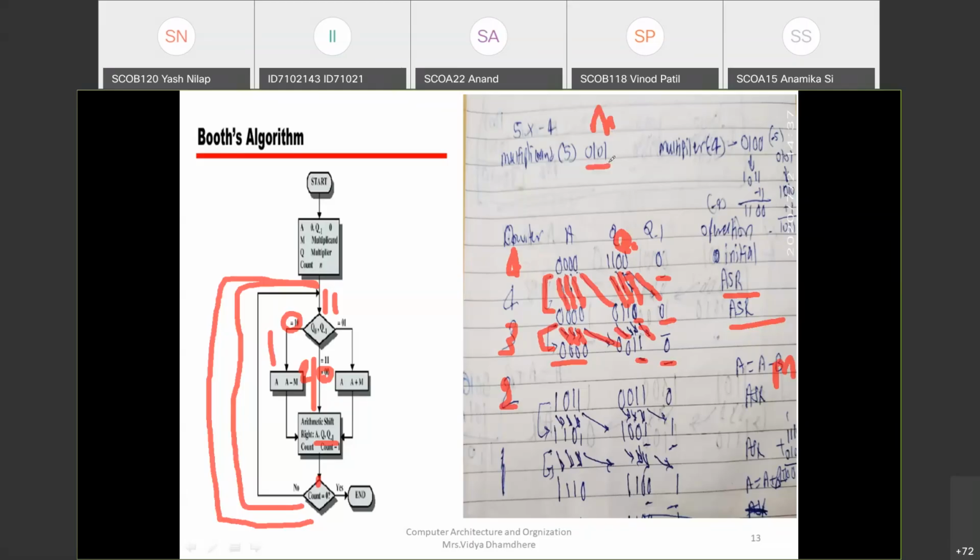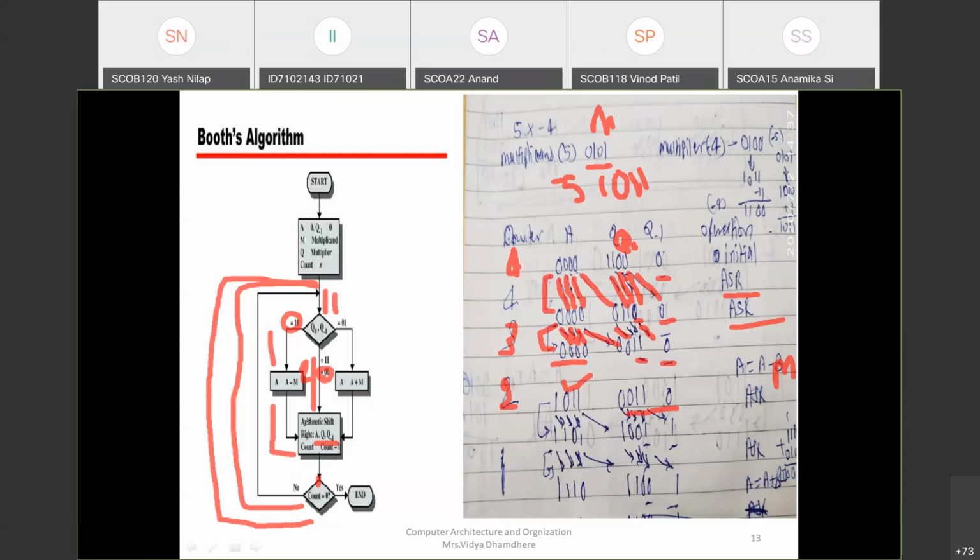So the minus 5 value we need to find out. It comes to 1011. This minus M value we are getting will be subtracted from all 4 zeros. So we get the same answer. 0 minus a particular number gives the same number as the answer. So I have written that, and the remaining Q and Q minus 1 I have represented as it is. After performing this A is equal to A minus M, I am going to the next step.